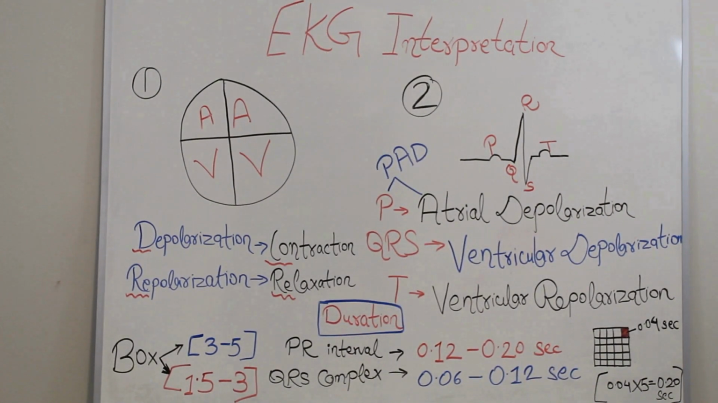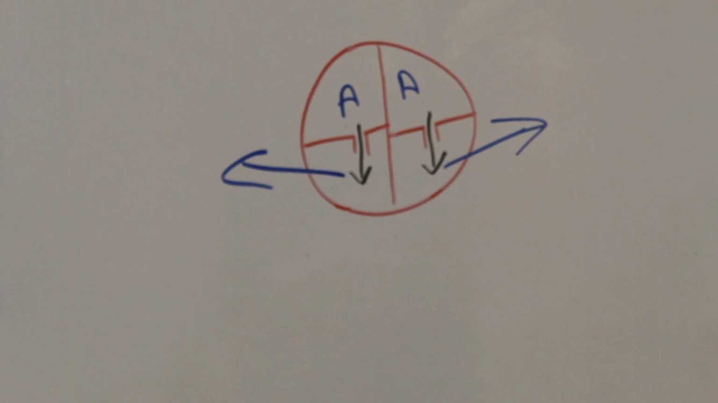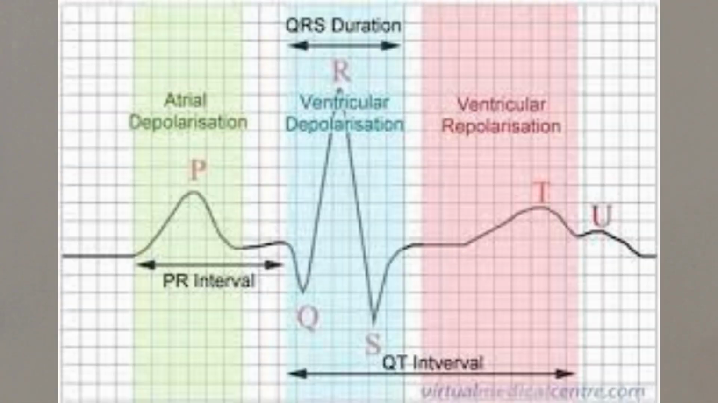Now going on to the PQRST waveform. P is represented by atrial depolarization, which means the atrium is contracting. We know that depolarization means contraction. If you see this rough diagram, first of all, the atrium of the heart contracts and sends the blood down to the ventricle. So when the atrium is contracting, it forms the P wave.